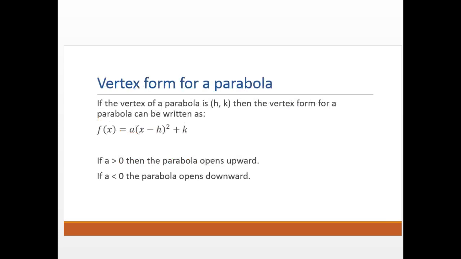There's also what's known as the vertex form of a parabola. If the vertex of a parabola is the point h comma k, then the parabola can be written as f of x equals a times the quantity x minus h, closed quantity squared, plus k. Again, if a is greater than 0, then the parabola opens upward. If a is less than 0, the parabola opens downward.